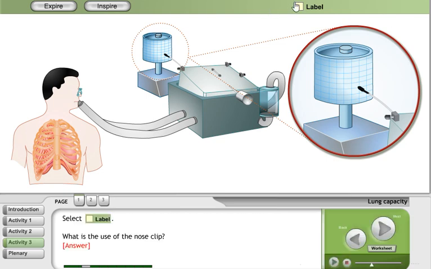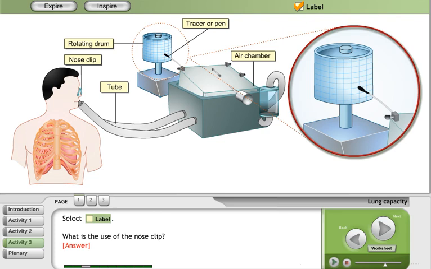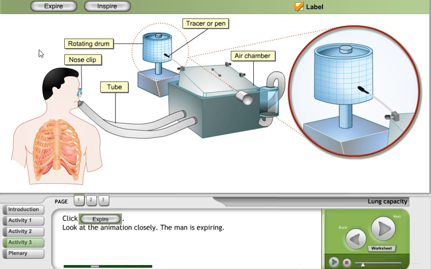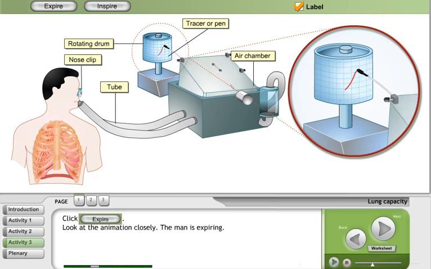Select labels. What is the use of the nose clip? Answer: to close the nose so that breathing is done through the mouth. All expired air will be collected in the air chamber. Click Expire. Look at the animation closely. The man is expiring.